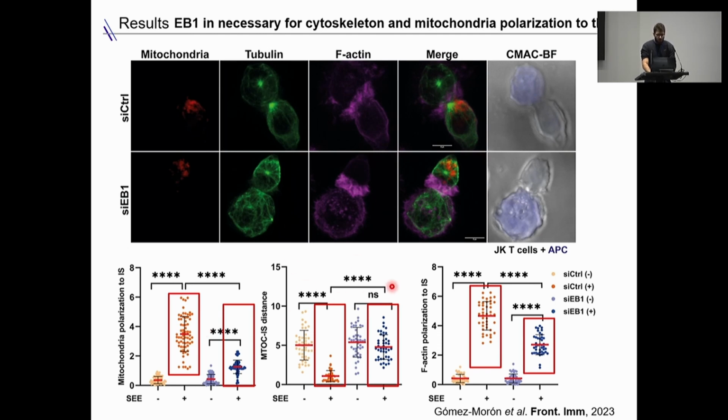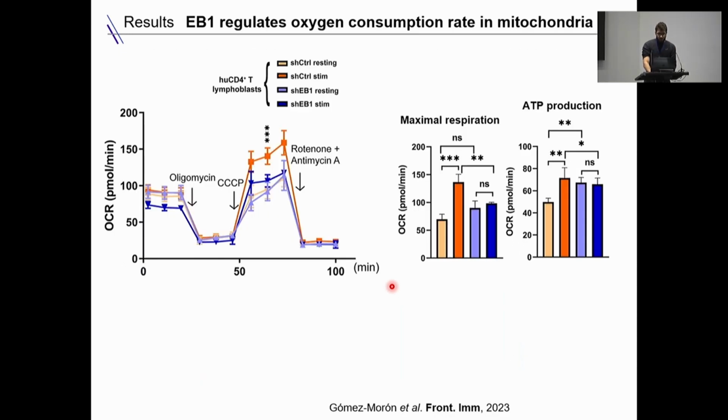So then we decided to study one of the principal functions that mitochondria perform, which is mitochondrial respiration, and for this we used the Seahorse extracellular flux assay, measuring the OCR, which is an indirect measure of cellular respiration, in control and EB1 silenced CD4 T lymphoblasts in resting condition and after stimulation with anti-CD3 and anti-CD28 antibodies.